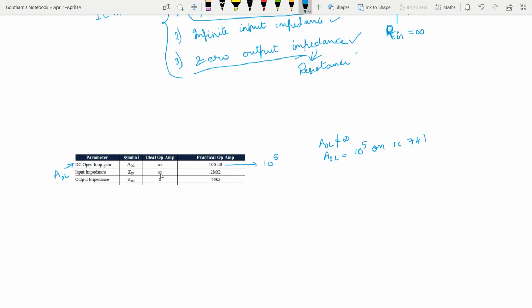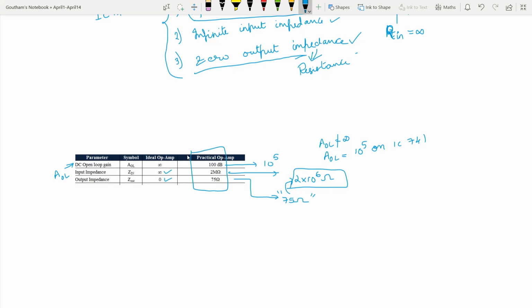And see the input resistance. For the ideal op amp we discussed it as infinity. For the IC741 it is 2 mega ohm. Mega is 10 power 6, so 2 into 10 power 6 ohm, which is again a very high number. And the output impedance for an ideal op amp is 0 ohms, but an IC741 has an output resistance of 75 ohms, which is very small compared to something in mega ohms. It is only in the tens of ohms. So these are some of the practical values that we live with.